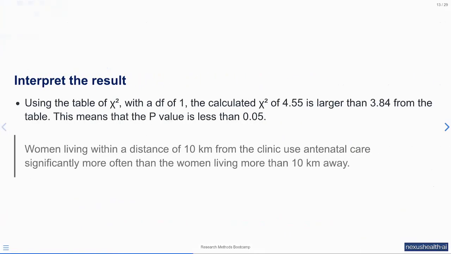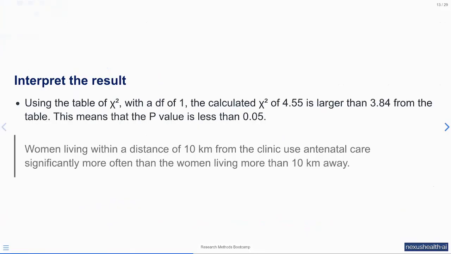So what is the interpretation of our result? Because the calculated chi-square statistic of 4.55 is larger than the critical value of 3.84 from the chi-square table, this means that the p-value is less than 0.05. So women living within a distance of 10 kilometers from the clinic use antenatal care significantly more often than women living more than 10 kilometers away.